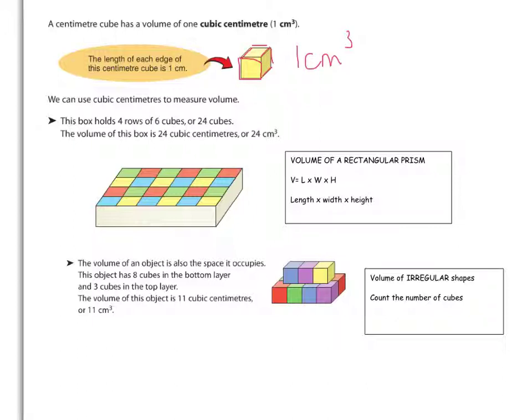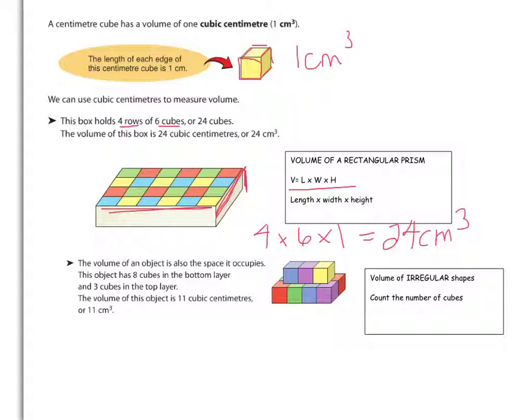Here we have a box. It holds 4 rows, so our width of 4, of 6 cubes, our length of 6, and it only has 1 height of those. So volume we know is length times width times height. So 4 times 6 times 1, because there's only 1 layer. 4 times 6 is 24. 24 times 1 is still 24. It's 24 centimeters cubed.